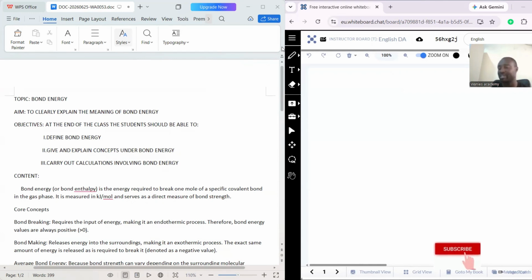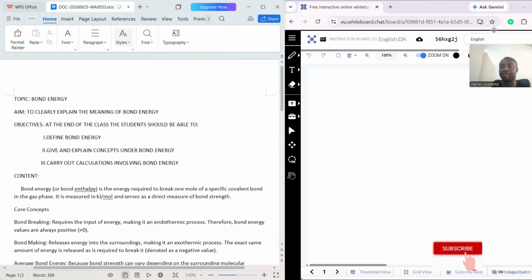At the end of this class, the students should be able to: one, define bond energy; two, give and explain basic concepts under bond energy; and three, carry out calculations involving bond energy. Having stated the aim and the objectives of this class, we start the class proper.